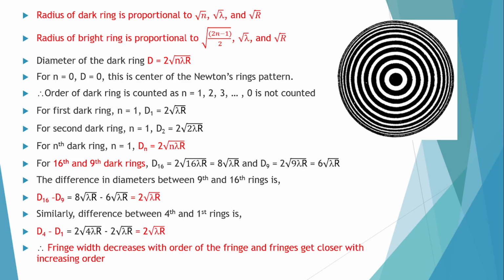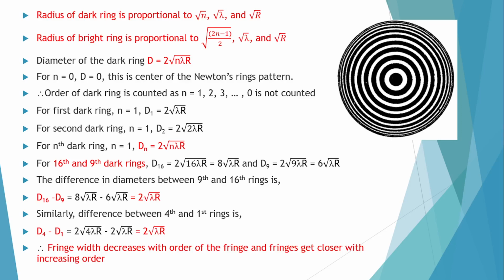Similarly, the difference between the diameters of the 4th and first dark rings will be d4 minus d1, which is equal to 2 under root 4 lambda r minus 2 under root lambda r. So that will be equal to 4 under root lambda r minus 2 under root lambda r, again 2 under root lambda r. What will you find here?